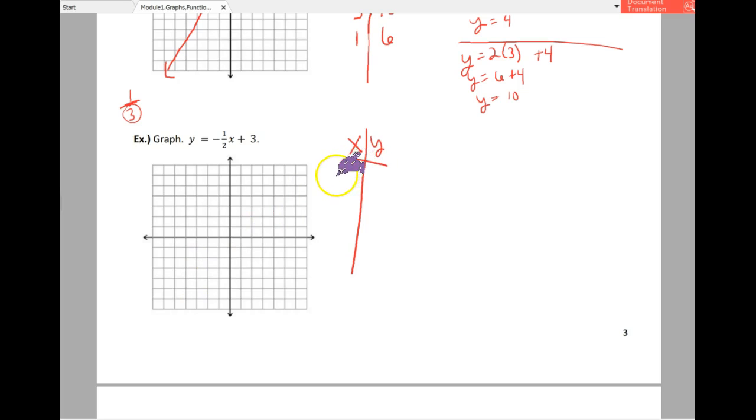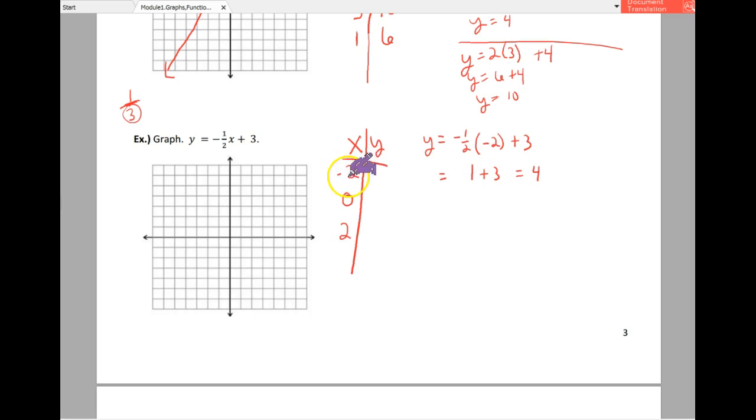I'm going to pick -2, because that is a multiple of 2. I'm still going to pick 0. 0 times anything is 0. And a +2. Now I could also pick 4, 6, 8, anything like that. I'll get nice numbers. So starting at the beginning, I'm going to say -1/2 times -2 plus 3. A negative times a negative will be positive, and half of 2 is 1. 1 plus 3 is 4.